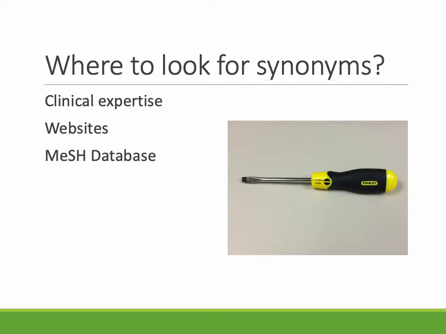So where do you look for synonyms? Some of it's going to come from your clinical expertise. You're going to know how people in your field tend to describe certain things, so you can just add those words to your search. Some of it's going to come from websites. You can just use a search engine and put in the word and maybe put in the word synonym after that word and browse through your results to get some ideas on other ways of saying that particular concept. You can also use something called the MeSH database, and it can also give you some ideas. So I'm going to show you how to do some of this stuff.